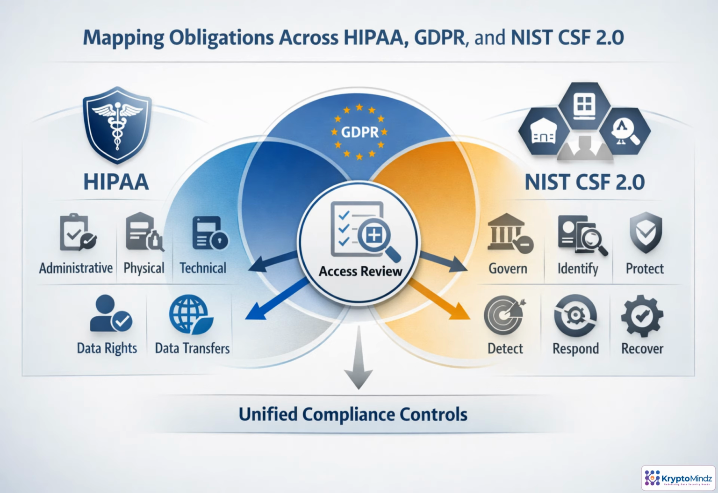Compliance mapping is about finding shared control objectives, not building three separate programs. HIPAA emphasizes safeguards for protected health information. GDPR adds privacy duties like lawful basis, transparency, rights, minimization, and transfer controls. NIST CSF organizes the same work into governance, protection, detection, response, and recovery outcomes. A control like access review can satisfy all three, limiting PHI access, supporting GDPR security accountability, and demonstrating NIST Protect practices.